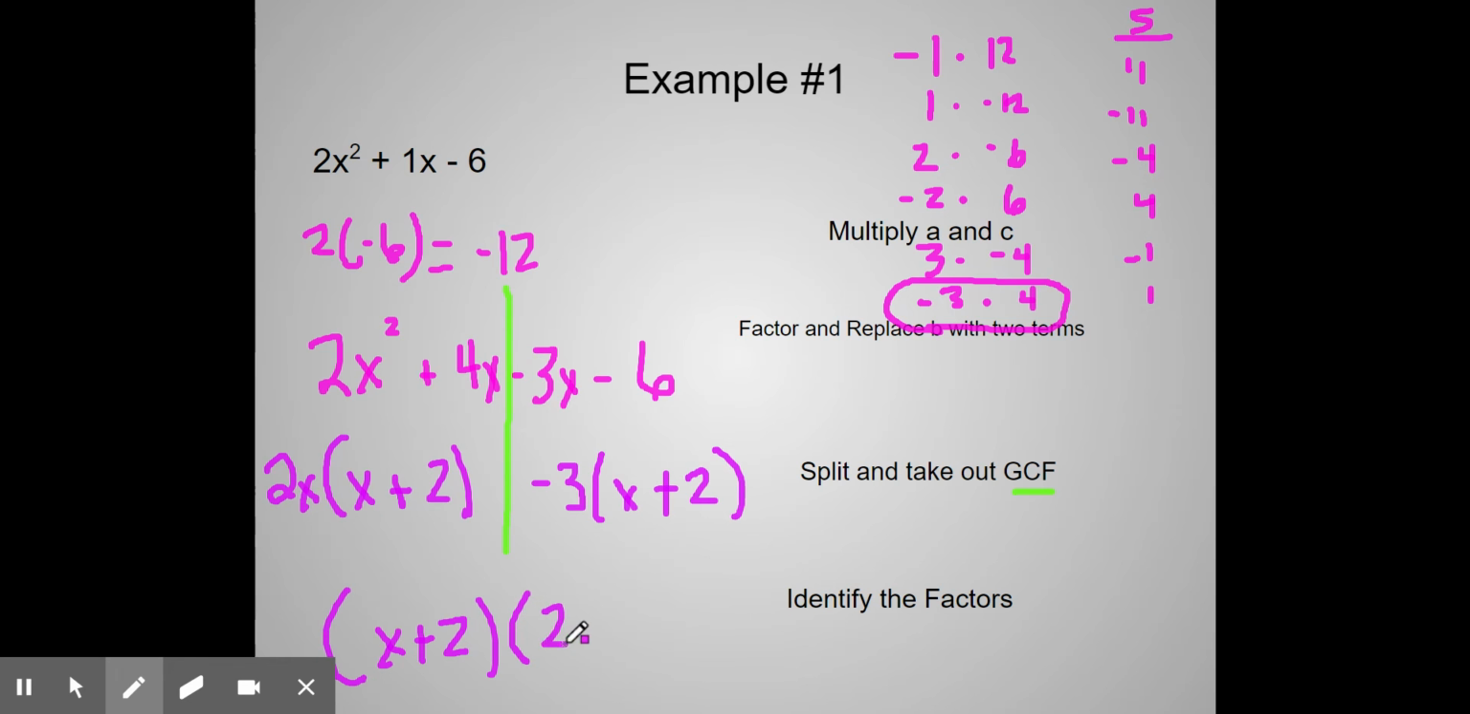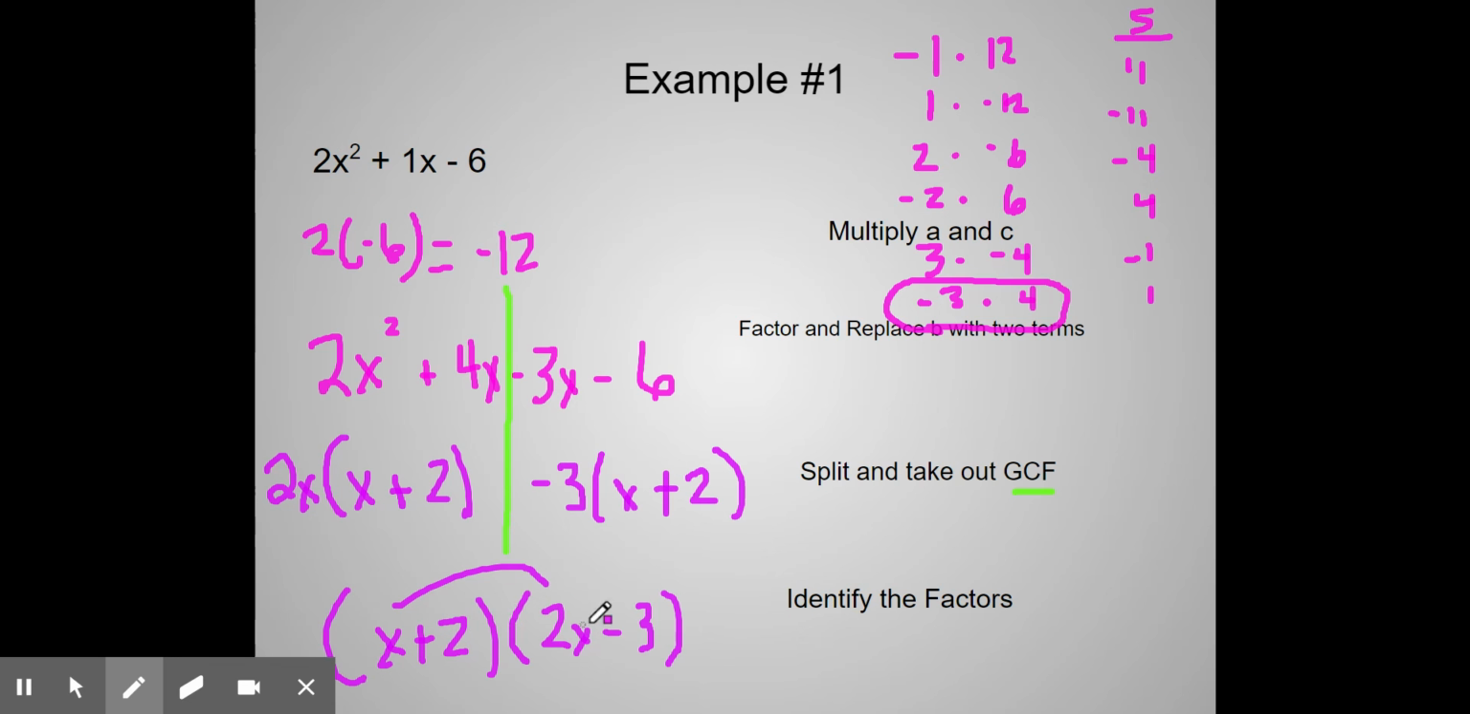So 2x and then -3. Now we have officially factored this trinomial into 2 binomials. Now, if you would like to, you could go ahead and distribute and make sure that it equals that. Let's actually go ahead and do that here. So we want to make sure we get the trinomial that we started with.